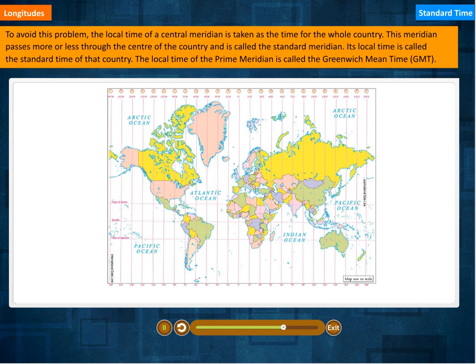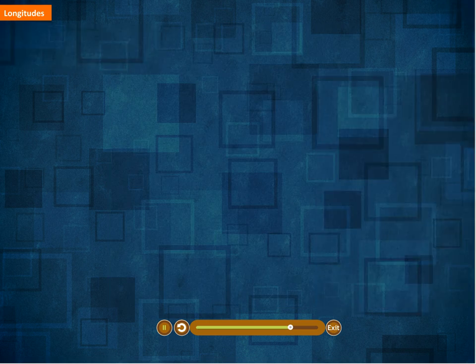To avoid this problem, the local time of a central meridian is taken as the time for the whole country. This meridian passes more or less through the center of the country and is called the standard meridian. Its local time is called the standard time of that country. The local time of the prime meridian is called the Greenwich Mean Time, GMT.